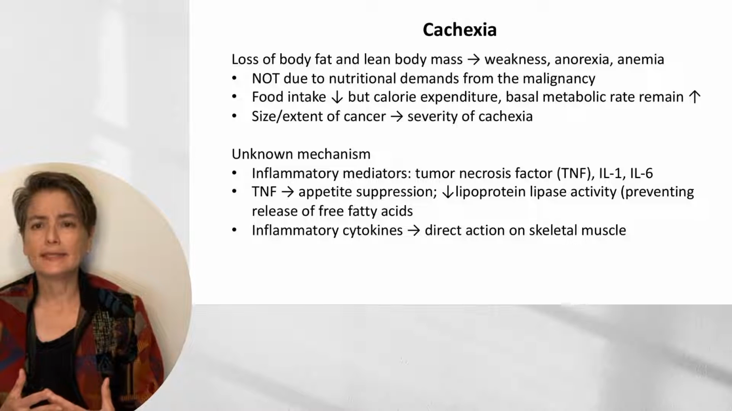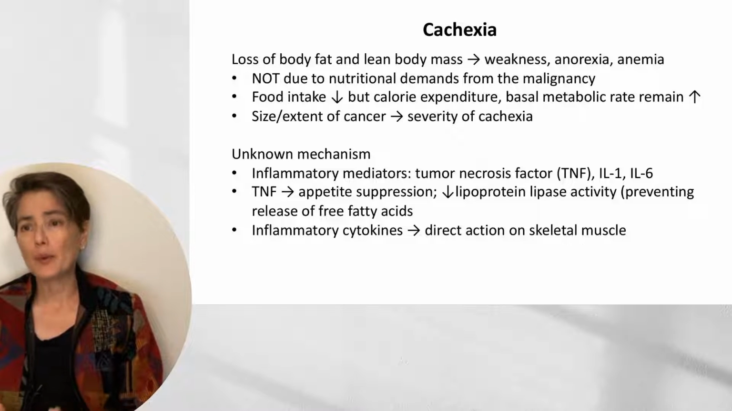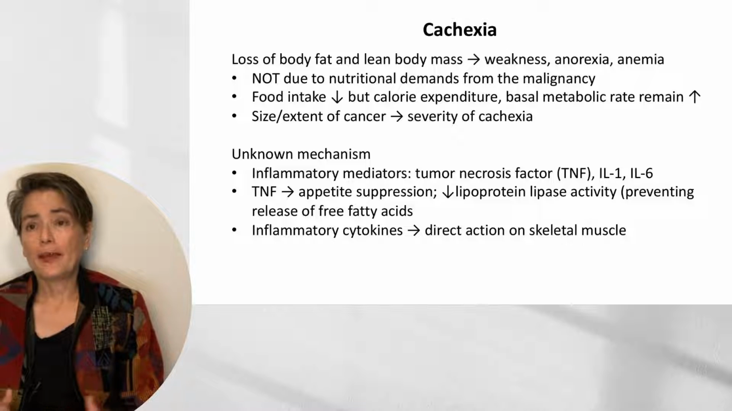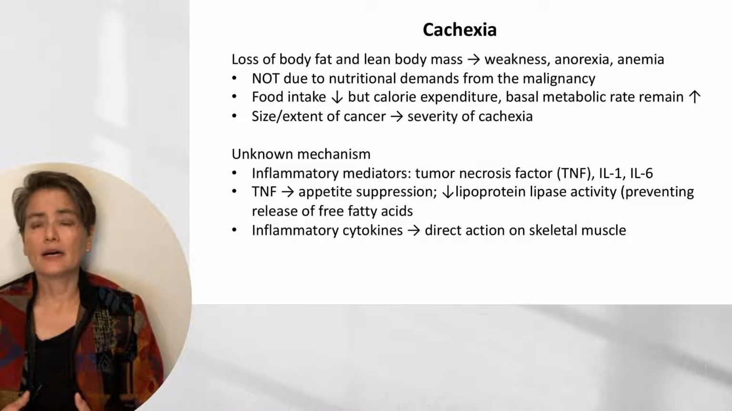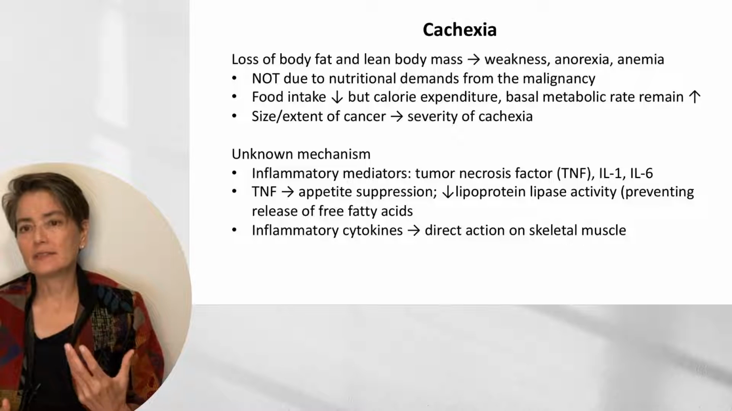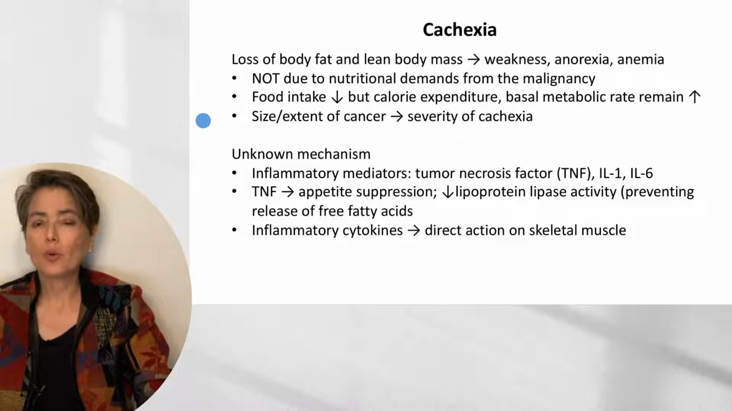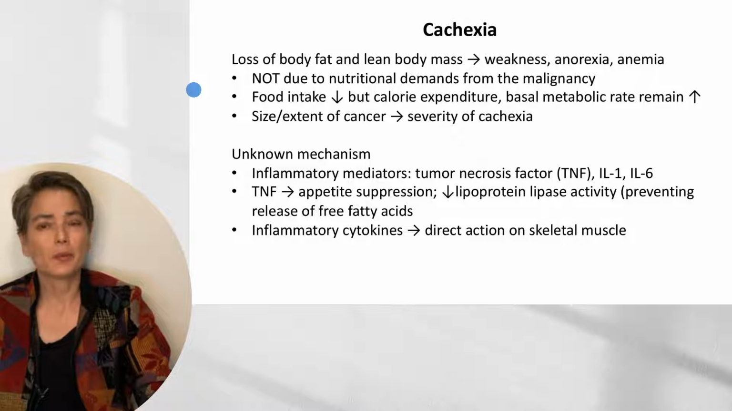So cachexia is defined as a loss of body fat and lean body mass, and it will be associated with weakness, anorexia, and anemia. Now, a lot of patients with a malignancy will have anorexia, and we can see this. This is not actually what leads to cachexia. We don't know the mechanism. I'll talk about that more in a moment. But it's important to recognize that cachexia is not due to the nutritional demands from the malignancy.